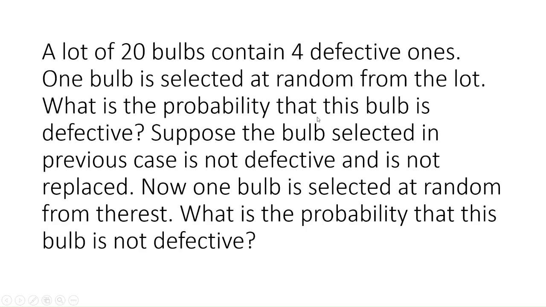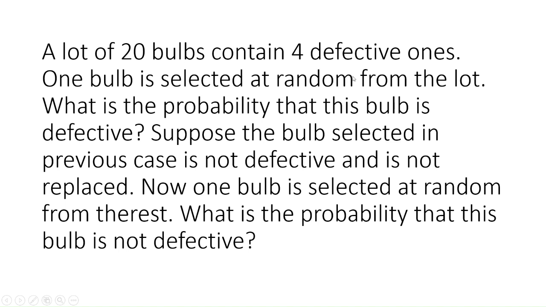A lot of 20 bulbs contains 4 defective ones. One bulb is selected at random from the lot. What is the probability that this bulb is defective? Suppose the bulb selected in the previous case is not defective and is not replaced. Now one bulb is selected at random from the rest. What is the probability that this bulb is not defective?